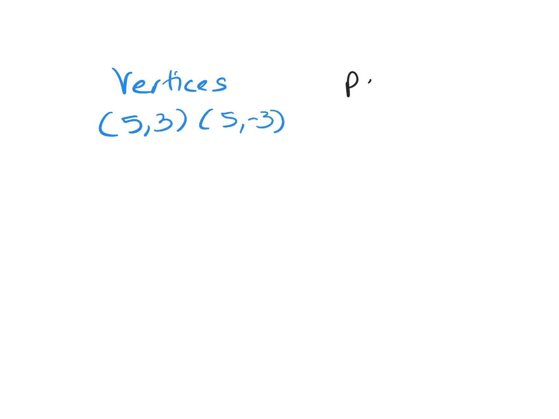So again, we're still writing the equation of the hyperbola. I'm going to be giving you vertices again. So the vertices are going to be at (5, 3) and (5, -3). And this time it's going to pass through the point (0, 5). So remember, the point is always your (x, y).